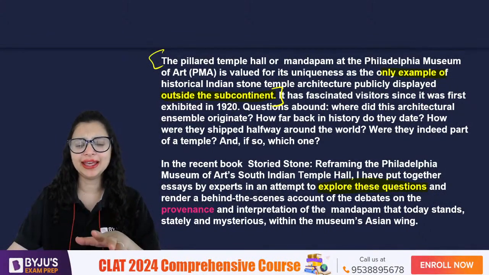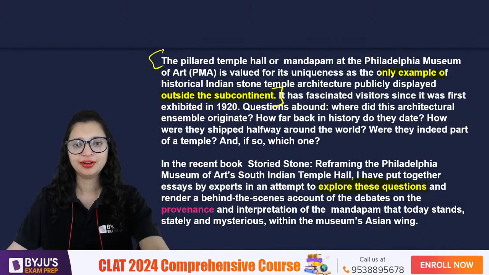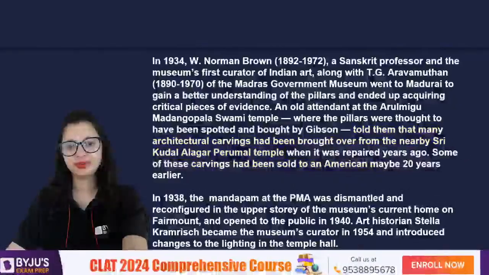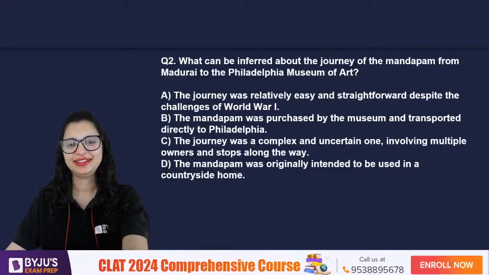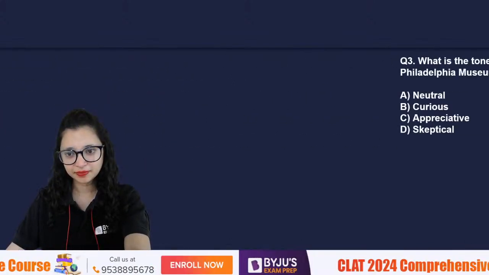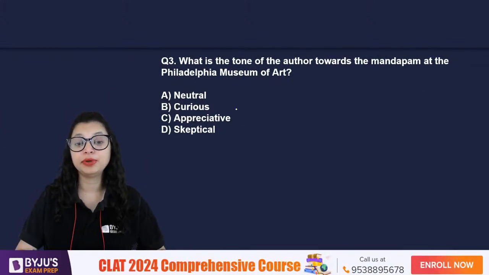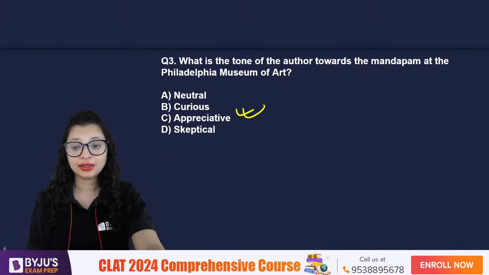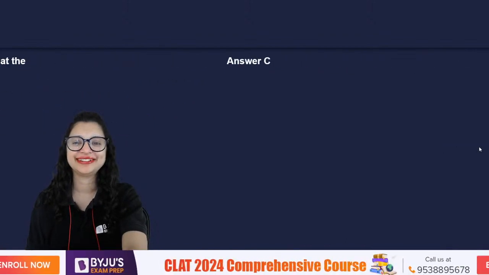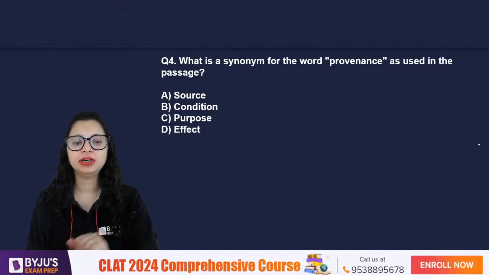The only example we know that the tone here is appreciative. He says they're beautiful, they're unique, and they're beautifully carved. Pragati, you've got that correct. It's appreciative. See. Question number four.